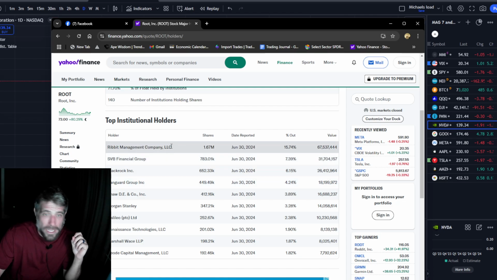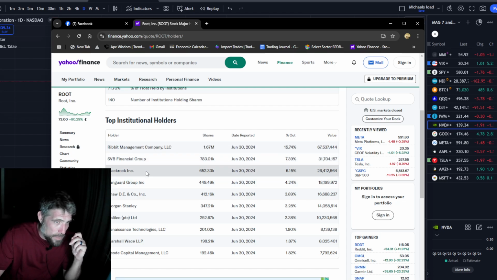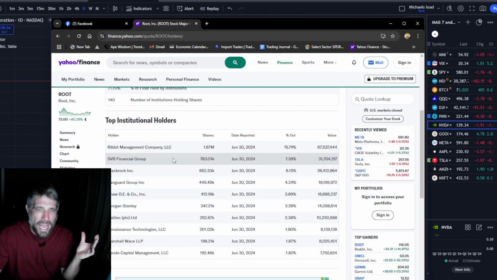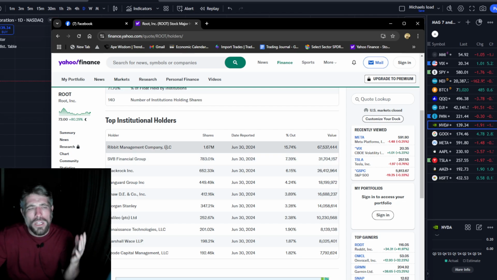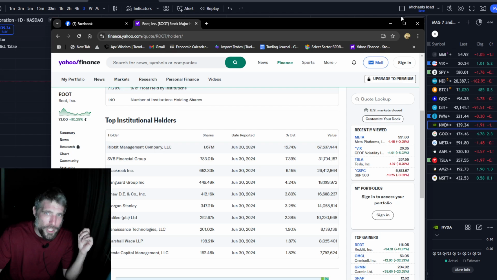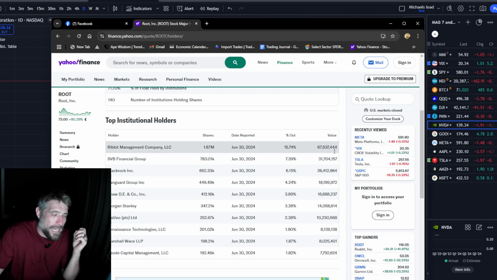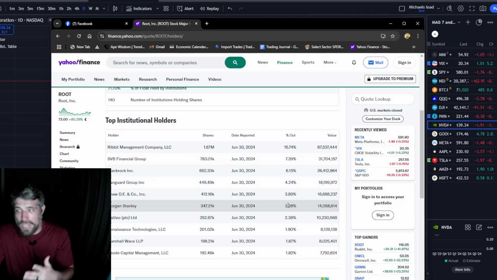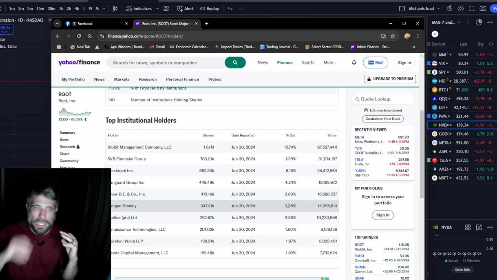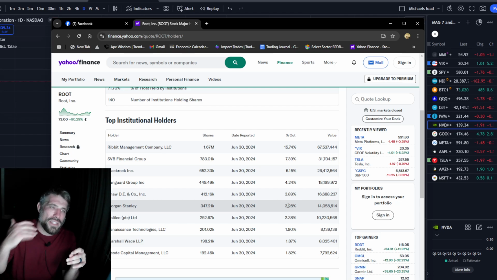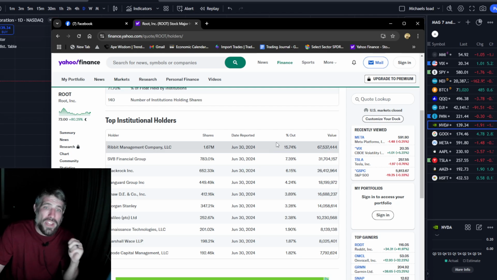Now, if say this 15% was broken down between 3 or 4 more institutional ownerships, it wouldn't make me as nervous because you would have to see multiple. But if one person decides to pull the plug in Ribbit Management, Root could head down very fast. Okay, so that's just something to keep in mind. I'm not saying that Root's not a potential buy or that they're not a leader, but it's better to understand the top institutional holders and how much of it they own because they could really sell off into you.